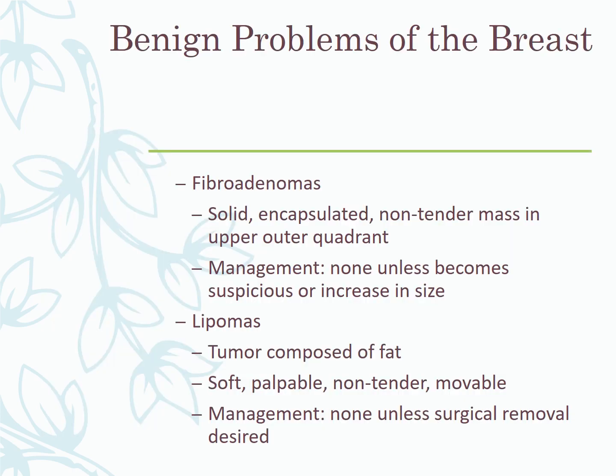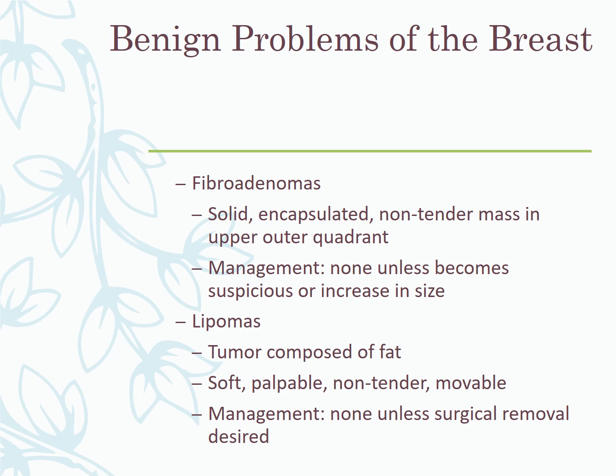Fibroadenomas are the second most common problem. These are masses that are solid, encapsulated, non-tender, and they're most often found in the upper outer quadrant. The diagnosis is made when we do a history and physical. A mammogram, ultrasound, or MRI is used. We might do a fine needle aspiration or surgical excision to find out exactly what we have going on.